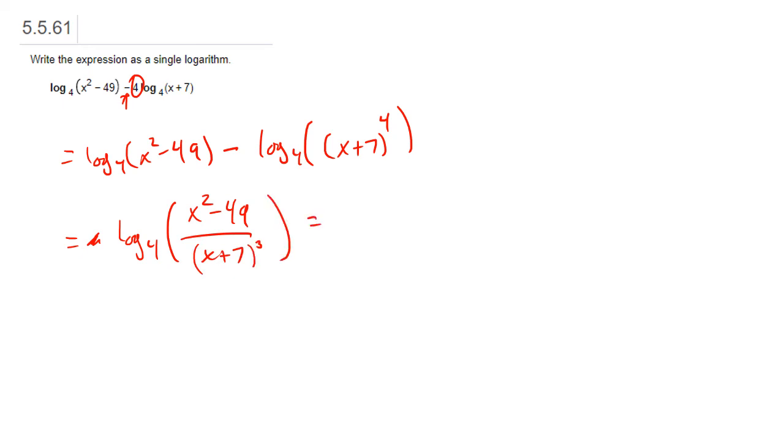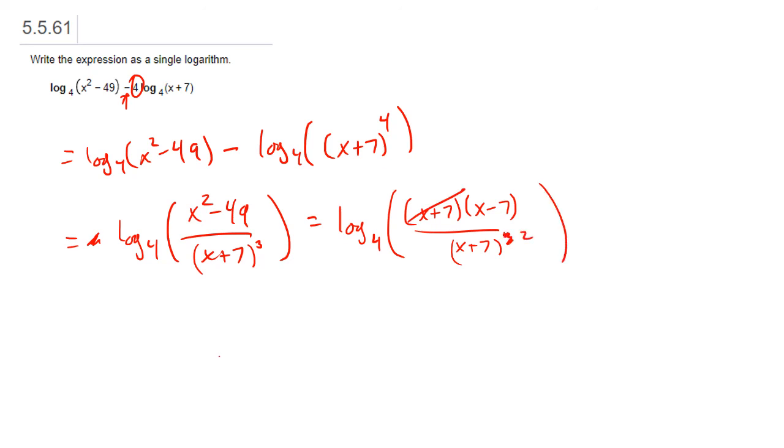Hopefully we recognize that x squared minus 49 actually factors as x plus 7, x minus 7. So I can cancel this factor with one of these for a simplified result of the log base 4 of x minus 7 over x plus 7 squared.